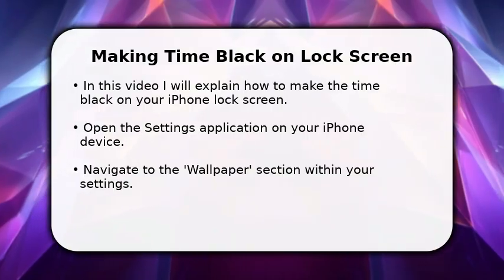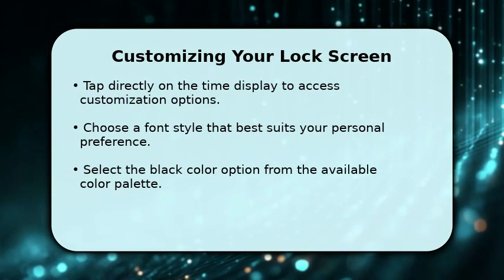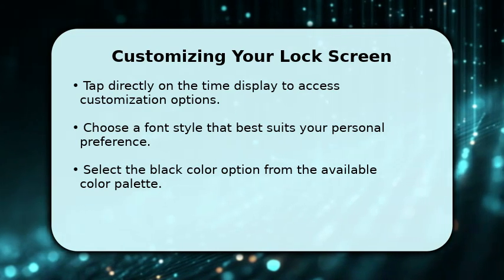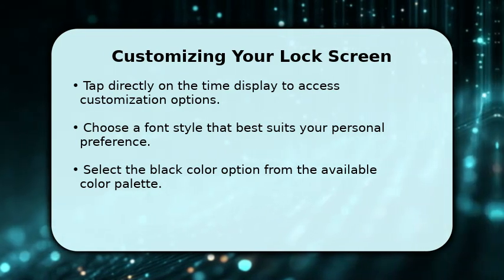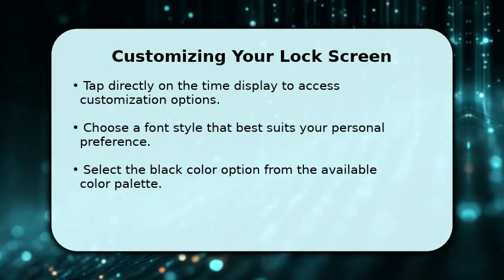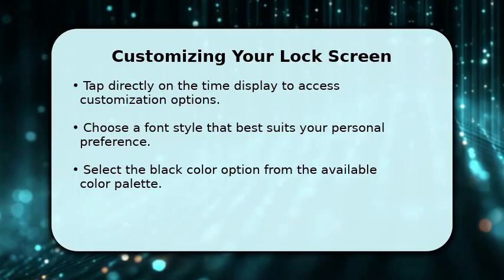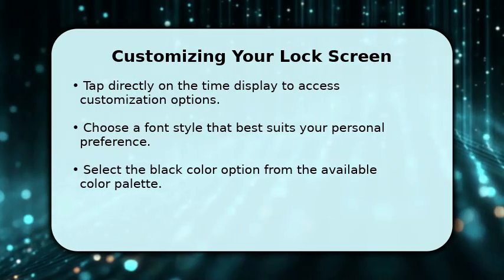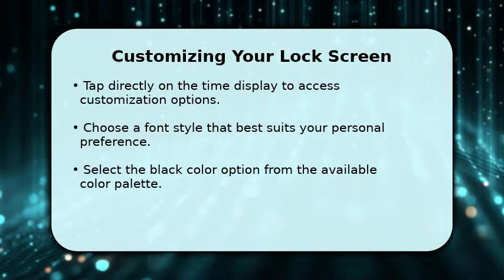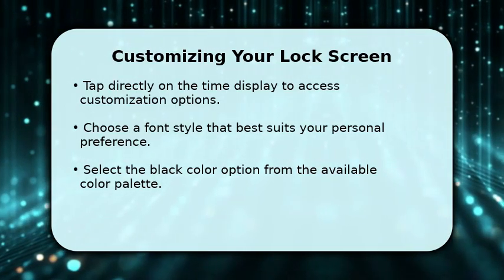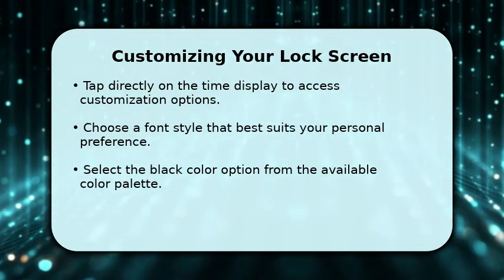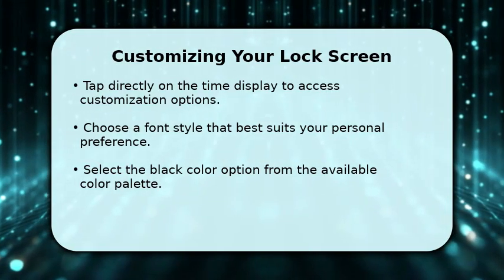It's a straightforward process. Once you are in the lock screen customization interface, tap directly on the time display. This action will bring up the font and color selection tools. You can then choose from several font styles to find one that you like. After selecting your preferred font, tap on the color palette and choose the black color option. This will instantly change your lock screen time to a dark hue.